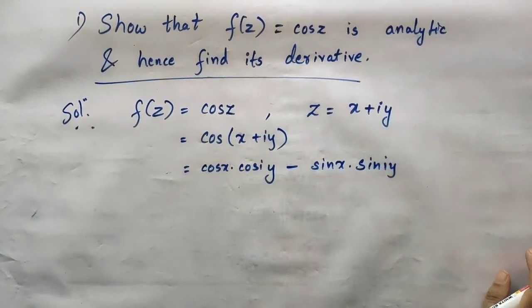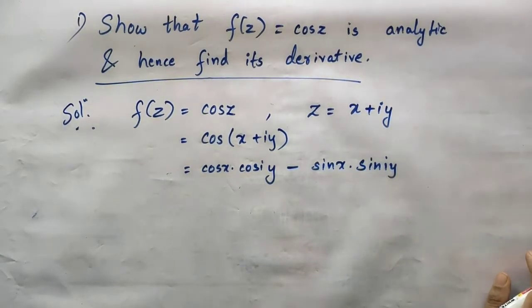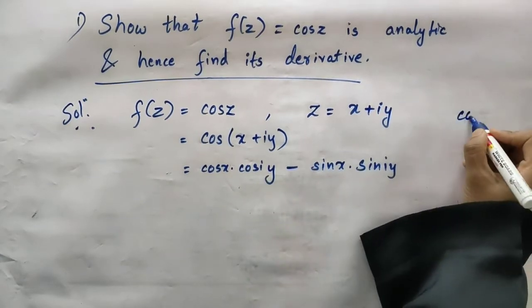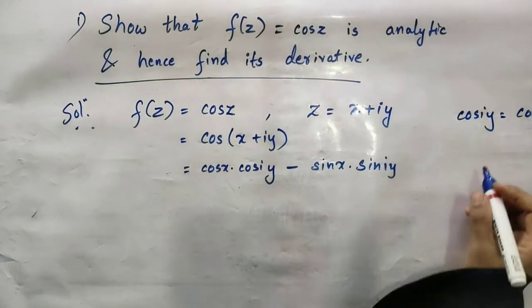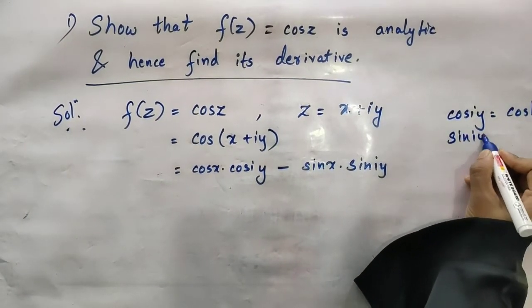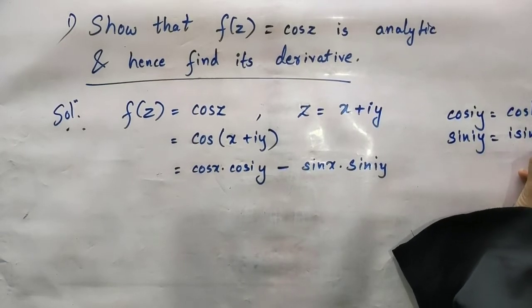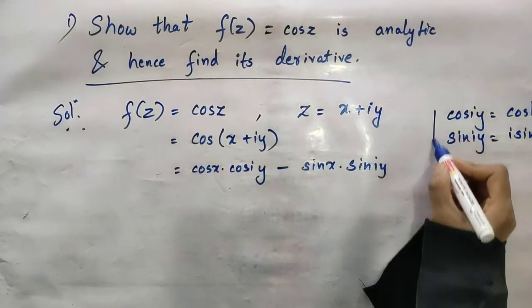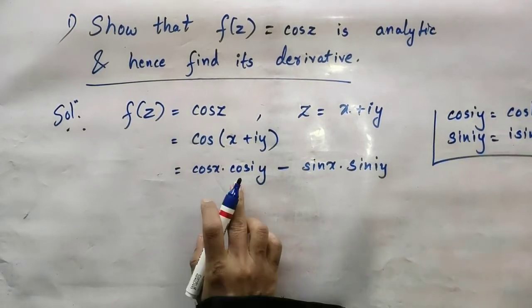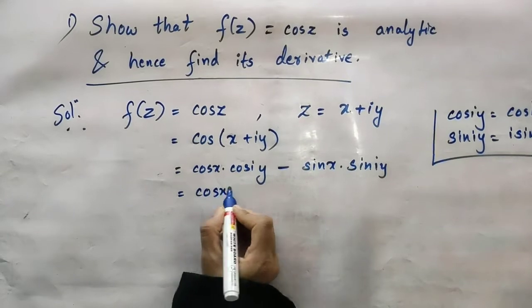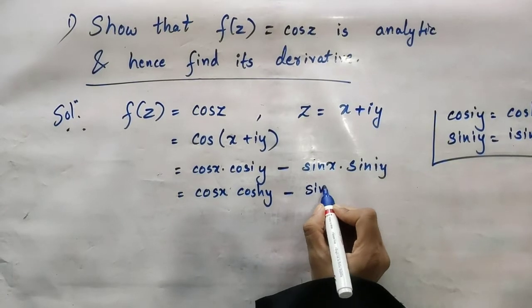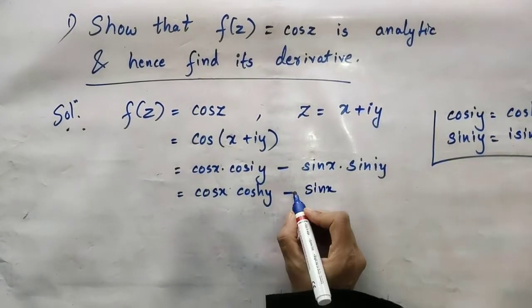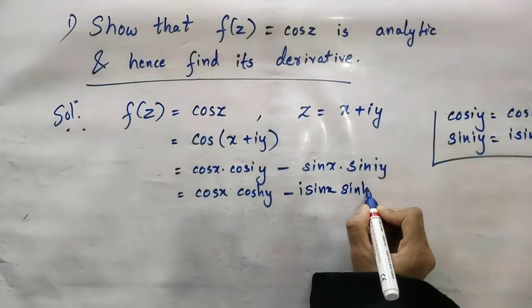Now, in my first session of this complete set of M4 mathematics, I have given you what cos of iy is. Cos of iy is cos hyperbolic y. Similarly, what is sin iy? It is i sin hyperbolic y. So let us replace the values of cos iy and sin iy in this expression. You will get cos x into cos hyperbolic y minus sin x into i sin hyperbolic y.